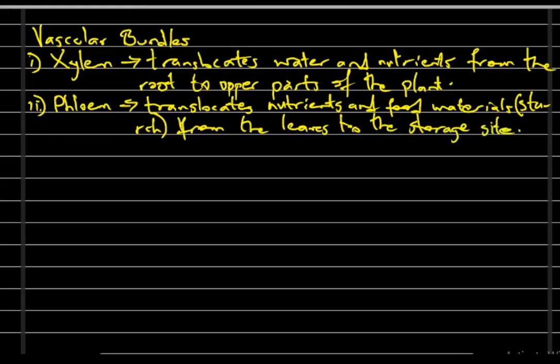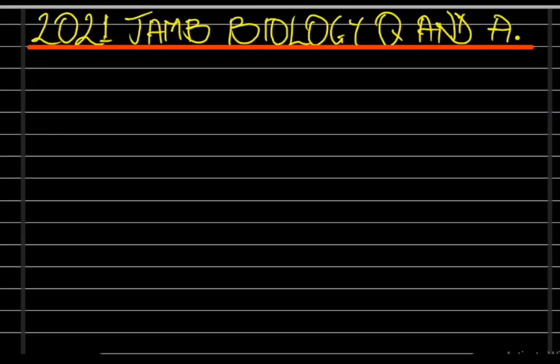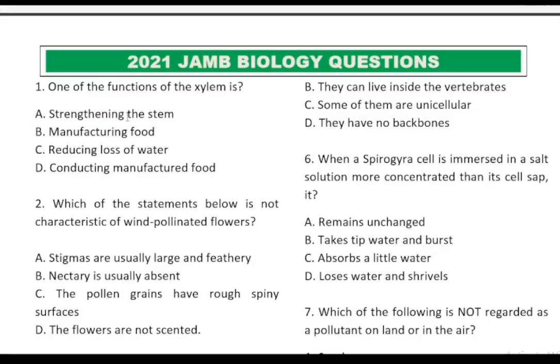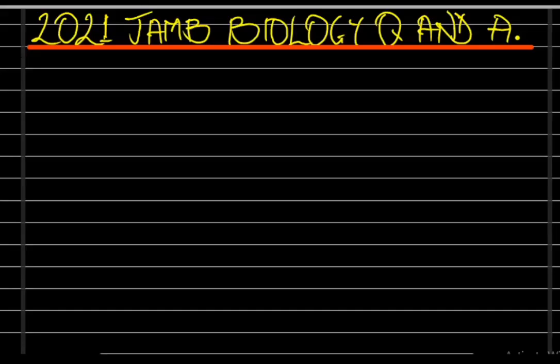Now when we look at these two, particularly the xylem, the moment it absorbs water and it is translocating water from the roots to the upper part of the plant, the cells that are transmitting these xylems become turgid. The turgidity of the xylem gives a strengthening capability to the body of the plant, and that is why we see the function of xylem there to be what we have talked about as option A here, strengthening the stem. So that is the answer to question 1 there, option A.